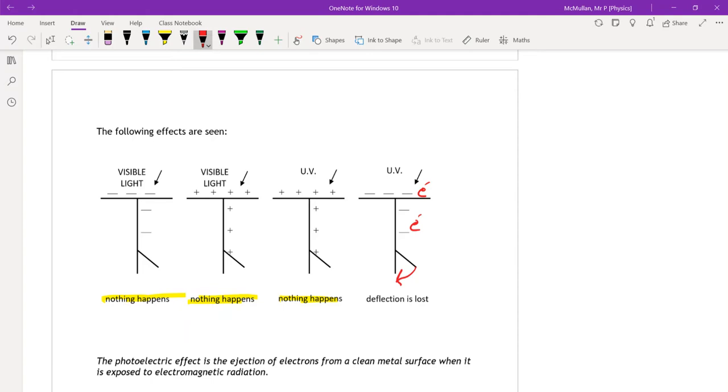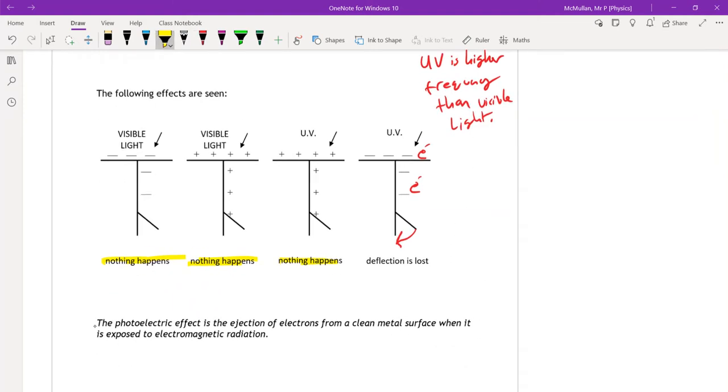UV light is shined on this, and UV light, because it's a higher frequency than visible light, causes the gold leaf to discharge. So it must be freeing these electrons on top of the plate and the rod, and this effect is called the photoelectric effect. It's the ejection of electrons from a metal surface when it's exposed to radiation.